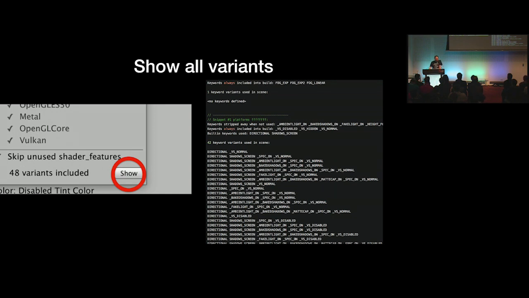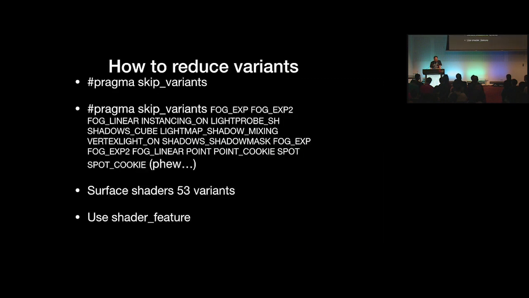So there are a lot of things that Unity actually includes that you probably don't need. Like it will include variants for certain fogs, and it also includes variants for point light cookies, spotlight cookies, and directional light cookies. So if you don't use those things, you can take them out. So use pragma skip variants. The one below there is what we use in our game.